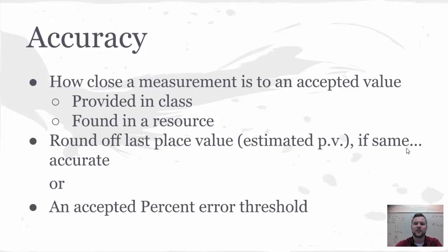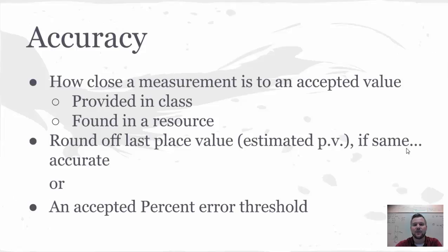We have a couple of different ways that we can look at accuracy. We can take our measured value and round off the last place value, in other words, round off the estimated place value. And if that's the same as the accepted value, we can say that that's accurate. So that's just one definition that we sometimes use in class. Round off the last place value. If it's the same as the accepted value rounded to the same place, we would call that accurate.